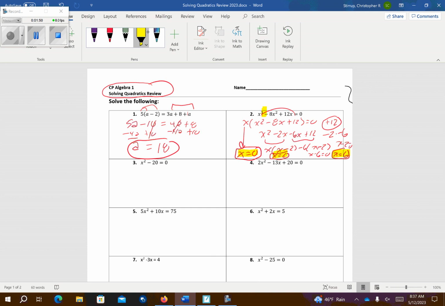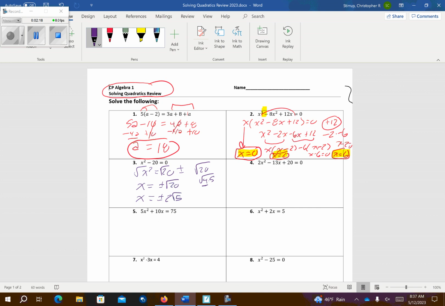Okay, number 3. A couple ways we can go about doing this one, but I would probably just add 20 to both sides. And then root, don't forget the plus minus. So x is equal to positive or minus root 20. You can break root 20 down to 4 times 5. Remember, 4 is the biggest perfect square root. So the square root of 4 is 2, so I'm going to get plus or minus 2 square root 5.